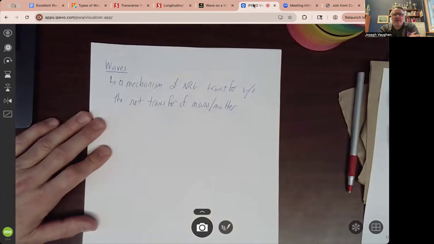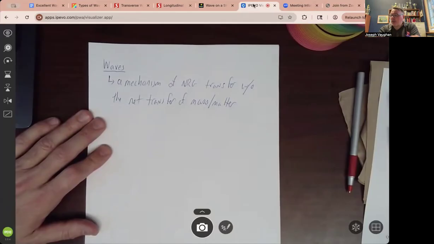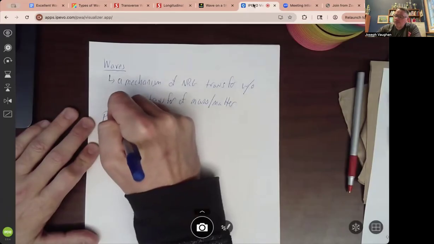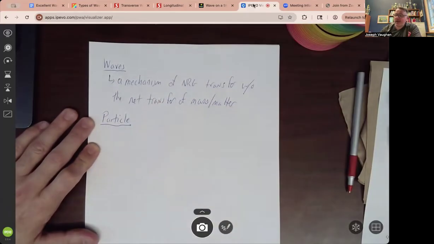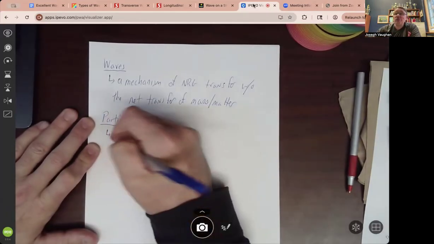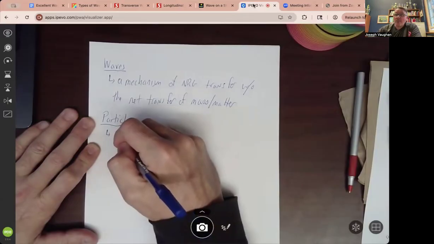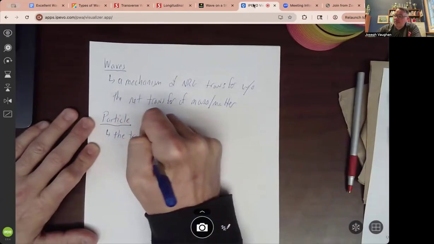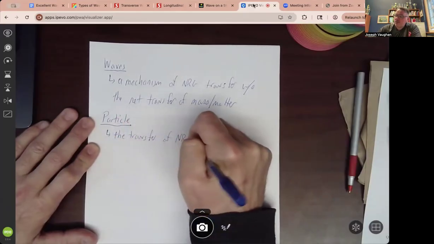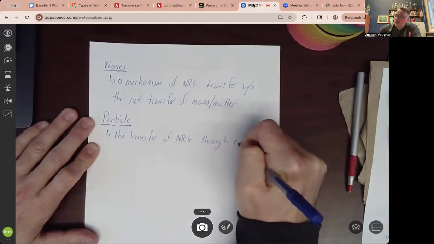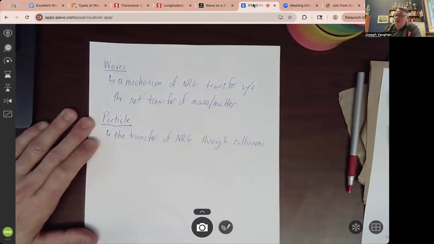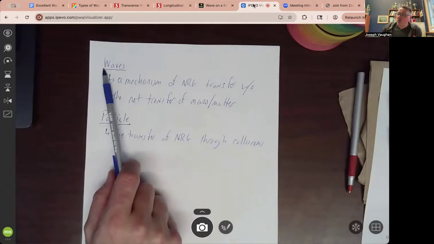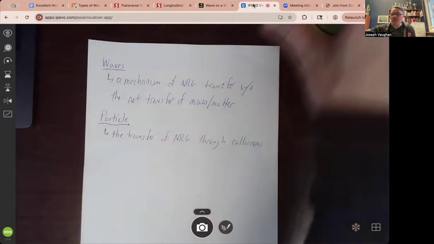And I know that word net there looks a little weird, and we're going to get back to it. Okay. Because I do want to contrast a wave with what I'll call a particle. A particle is a little bit of mass, for now, a discrete unit of something. When particles transfer energy, we get the transfer of energy through collisions. Okay. So if it transfers energy like a particle, it transfers energy through collisions. And when it transfers energy like a wave, there's no net transfer of mass from one place to the other.